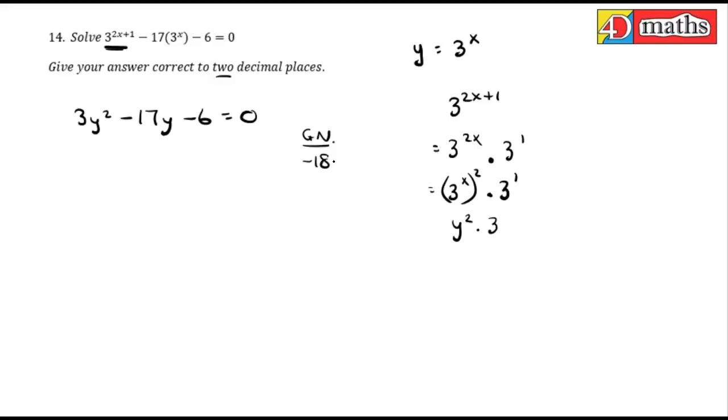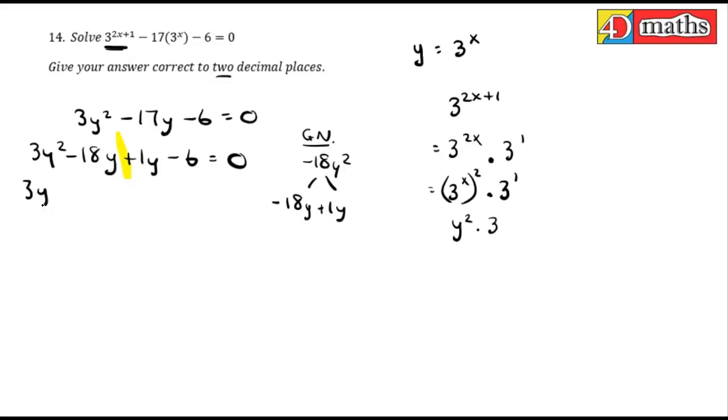So that's minus 18y squared. Factors of 18 to make minus 17 are minus 18y and plus 1y. So it's 3y squared minus 18y plus 1y minus 6 equals 0. We split it in half. We get 3y taken out, and you're left with y minus 6.